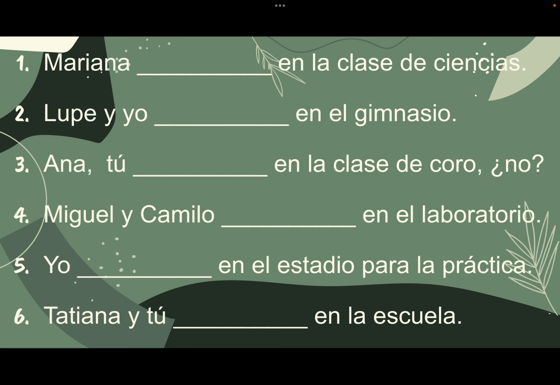Okay, we're assuming that you did all these on your own, no cheating. And here are the answers with explanations. Mariana está en la clase de ciencias. You're saying she is in the science class. We're talking about location, that's why you use está.